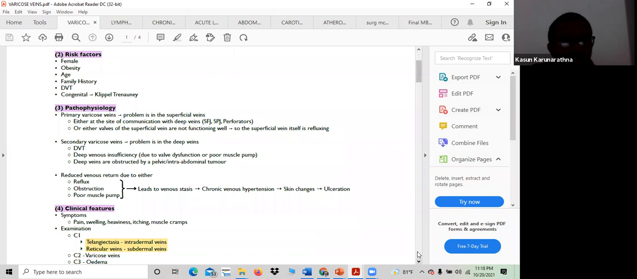Pathophysiology. In the primary varicose veins, the problem is in the superficial veins, either at the site of communication with deep veins or the valves of the superficial veins that communicate with the deep veins, the perforators. A lot of those are not functioning, right? This is valvular incompetence, right? So there will be regurgitation of venous blood from the deep venous system to the superficial venous system, and in the superficial venous system also the valves are incompetent.